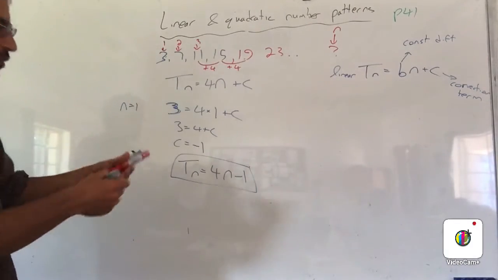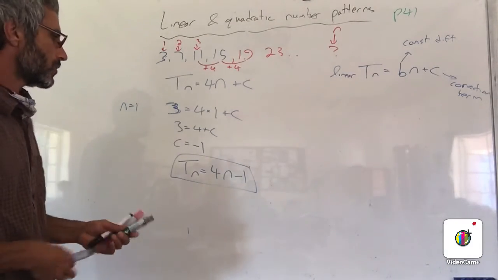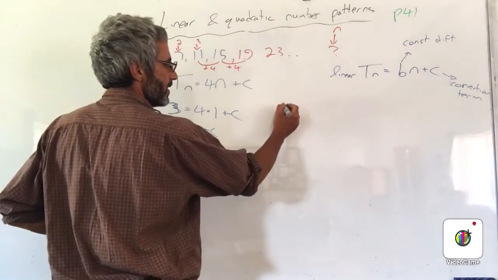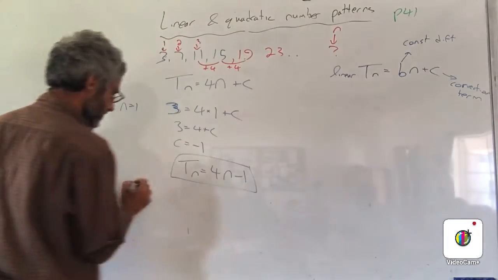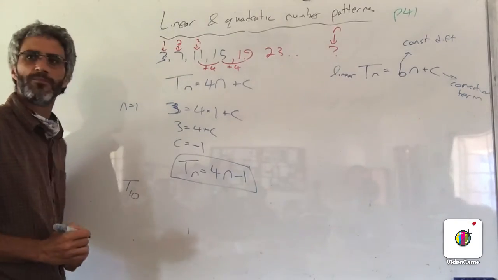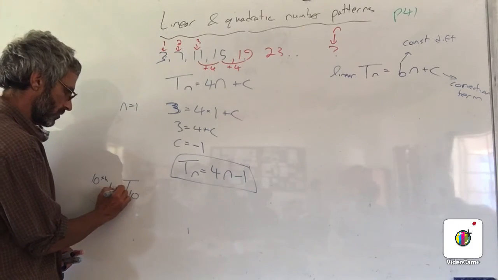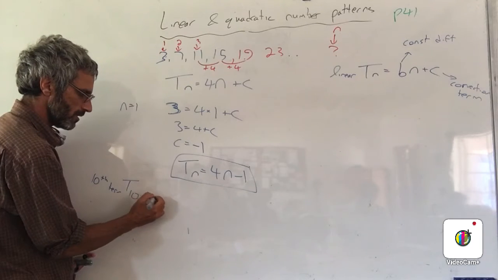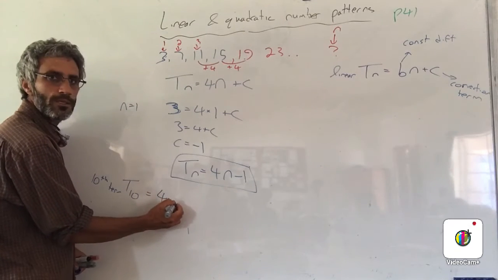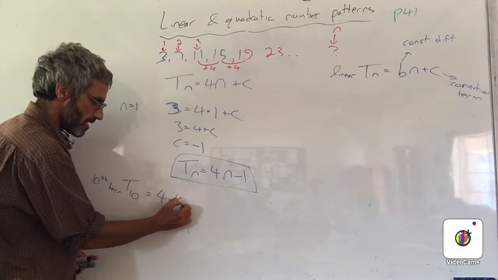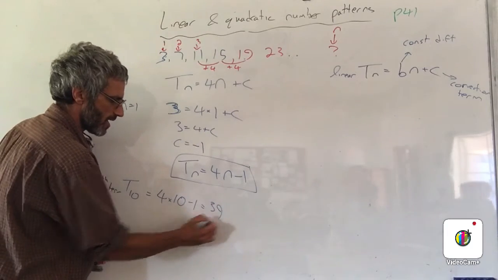And there's 2 questions that I can ask you. So the one question I can say is, right, what is the 10th term? So I'm just going to substitute here, right? I'm going to say 4 times, what is n? 10 minus 1 is 39.